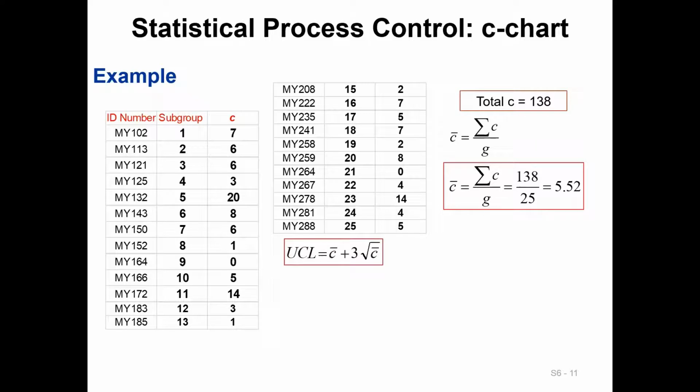And the upper control limit is equal to 5.52 plus 3 times the square root of 5.52, which is 12.57.